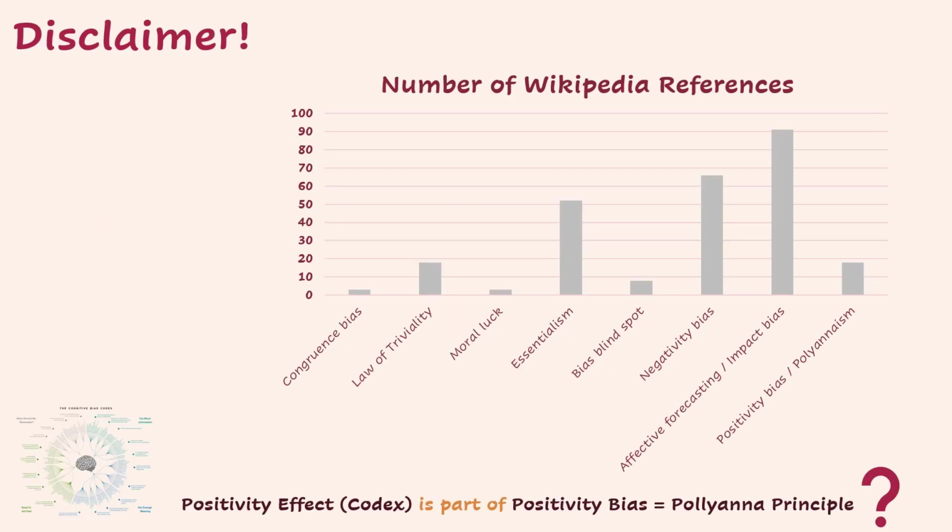The author of the Cognitive Bias Codex placed positivity effect, linked to a very poor Wikipedia article. I believe that the positivity effect, lacking other positivity-related biases in the codex, is also the positivity bias, or the Pollyanna principle, and in this video, I am assuming it's so. This could be wrong. In this video, I will be using the term Pollyanna.